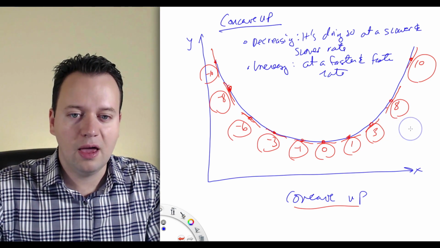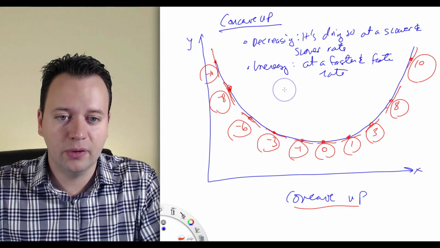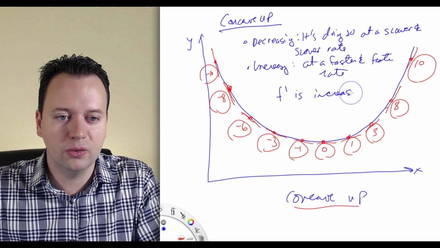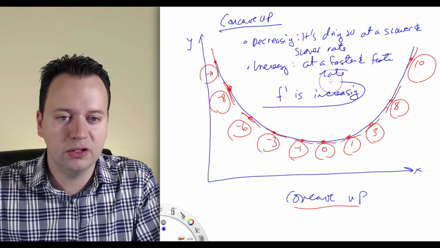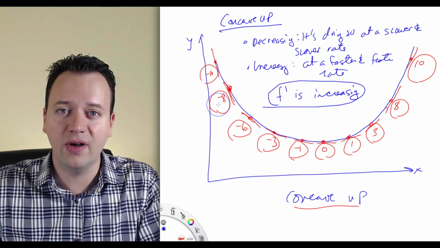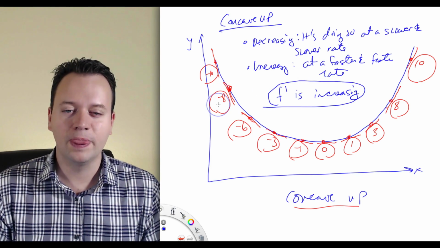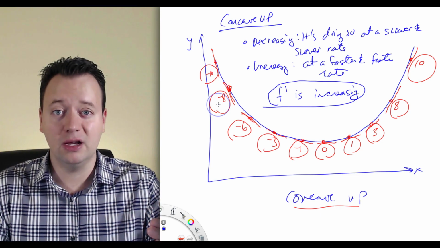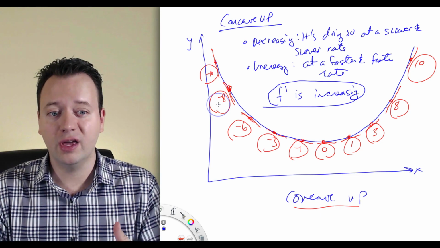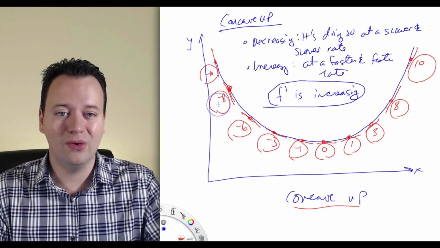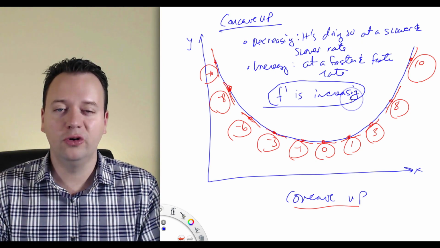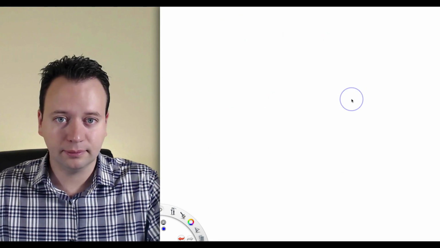So if a function's concave up, f prime is increasing. Because remember, the value of these slopes of the tangent lines are the values of the outputs of the derivative. So a function is concave up exactly when its derivative is increasing. Conversely, it's concave down when the opposite of all of this is true. So a function's concave down when its derivative is decreasing.